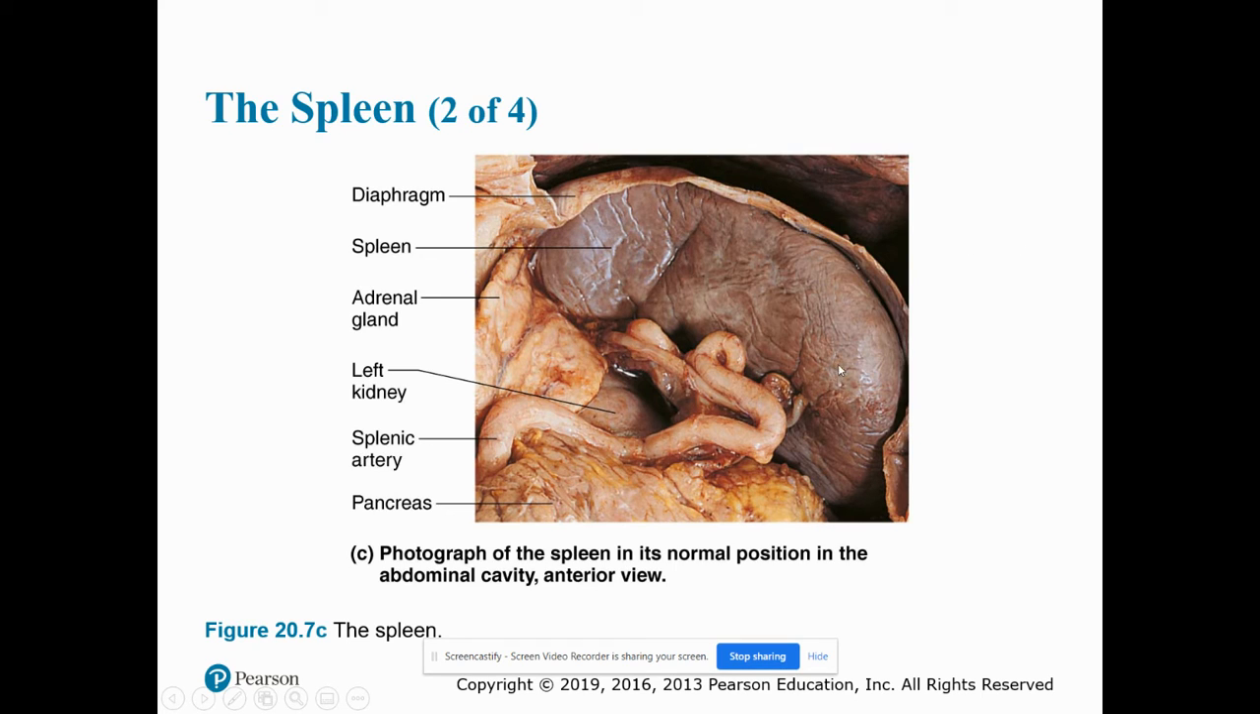And then we have a real spleen and what it would look like, and you can kind of see the location. It's going to sit below the diaphragm, and then here's the kidney and an adrenal gland, because the adrenal glands sit on the kidneys. And then the pancreas is here. This would be the splenic artery.